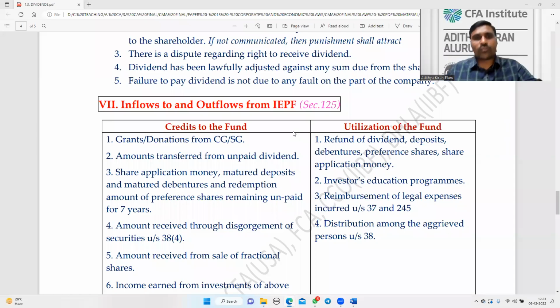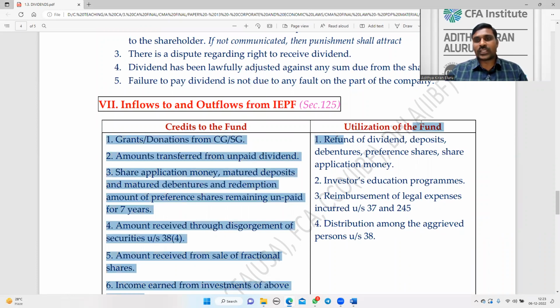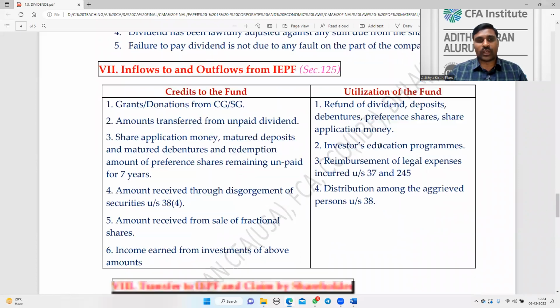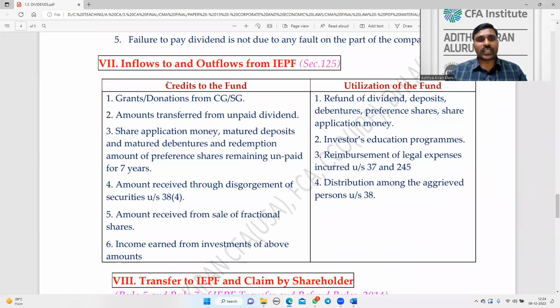Now we'll discuss the inflows and outflows from the IEPF. What are the amounts to be credited to the IEPF, and what are the utilization or application of funds of the IEPF? First we'll discuss the credits to the fund. What are the amounts to be transferred to the IEPF? These are inflows, the receipts account.